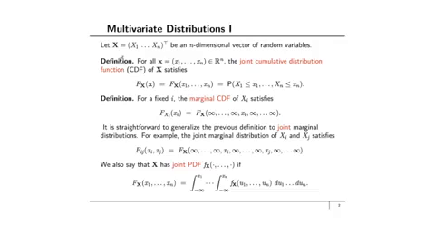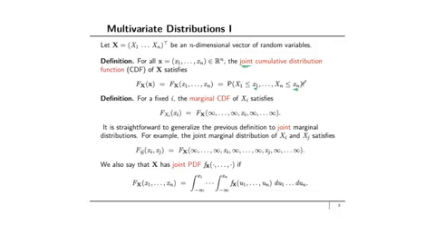Let x be a vector of random variables x1 up to xn. We say the joint CDF of x is given to us by the following. So the joint CDF F_x of little x is equal to the probability that x1 is less than or equal to little x1, x2 is less than or equal to little x2, up to xn being less than or equal to little xn. And from this joint CDF, we can actually calculate the marginal CDFs.